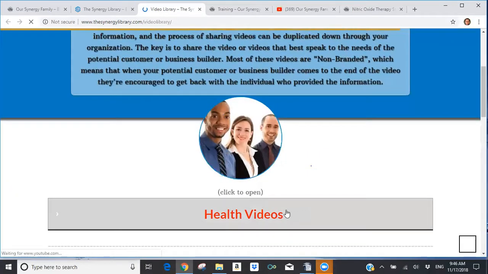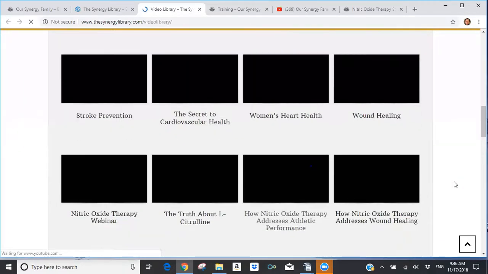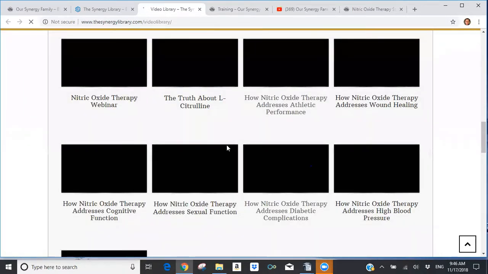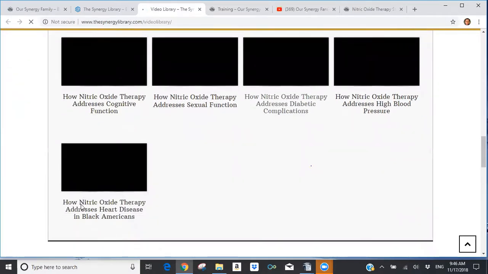I clicked onto the health and business videos, and we're on Zoom, so it's going to take a little bit longer to load. But in the first section, when it comes up and I click on it, as you can see, health videos, when I click on this, it's going to open up all these health videos, and here you can see the one that I sent to that person is this one here, how nitric oxide therapy addresses heart disease in Black Americans.